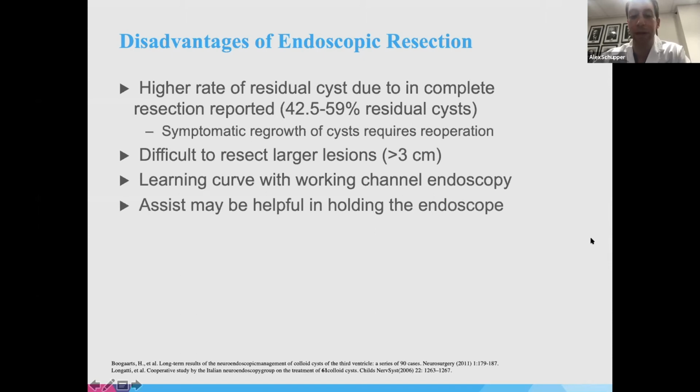And you do need an assist. This really is a two-person job. It can be very challenging to both hold the endoscope and to be operating at the same time, kind of similar to anterior skull-base surgery, where it's much more helpful if you have someone who can hold the scope for you while you're using two hands to perform the surgery.